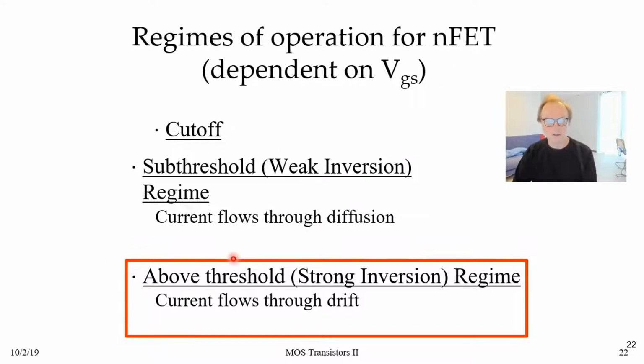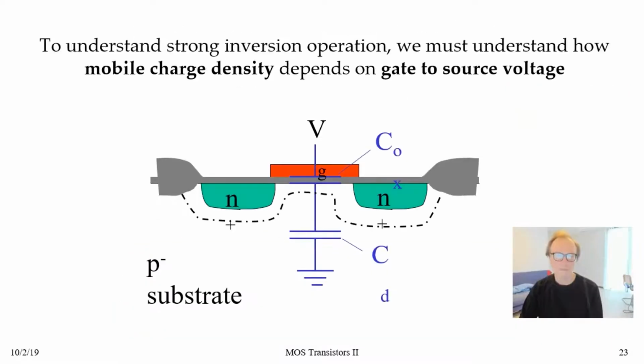Okay, so now let's go to the main subject, which is the regime of operation above threshold, a strong inversion regime where the current flows through drift instead of diffusion, as it does in subthreshold. To understand strong inversion operation, we must understand how mobile charge density in the channel depends on the gate to source voltage.